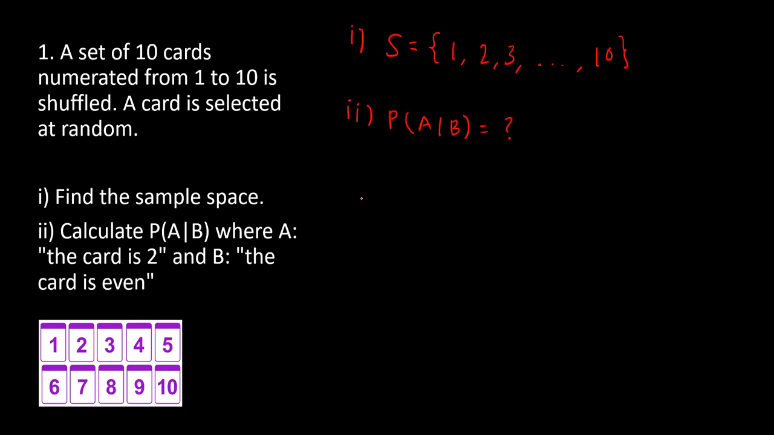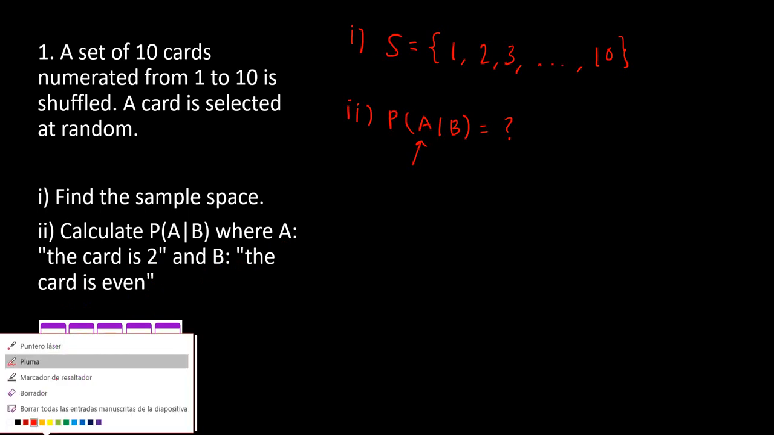Basically, all these symbols tell you is that you want to calculate the probability of this particular event once you know this event has happened. That's what you get when you read it, right? The probability of A given B. The probability of A once you know that B has occurred. That's all this symbol means. In this case, what are my events A and B? Well, the event A is the card is 2, and the event B is the card is even.